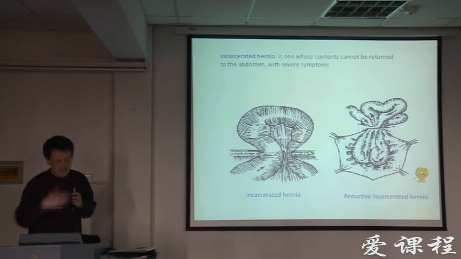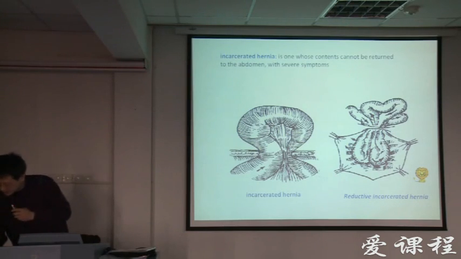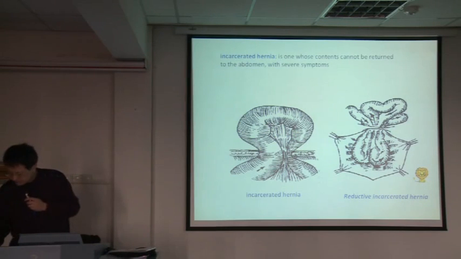In your eyes, it's okay. It's only incarcerated. But actually, there's a small part of intestine. Actually, 1, 2, 3, 4 segments of intestine here. Here is 2 segments. Usually an incarcerated hernia has only 2 segments, but here we have 4 segments of intestine in the neck of the hernia.